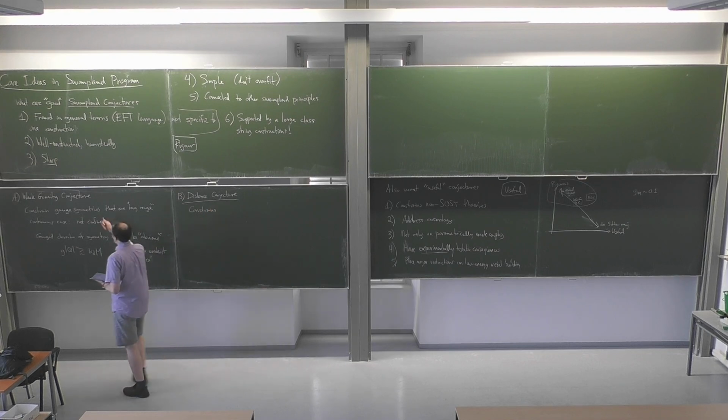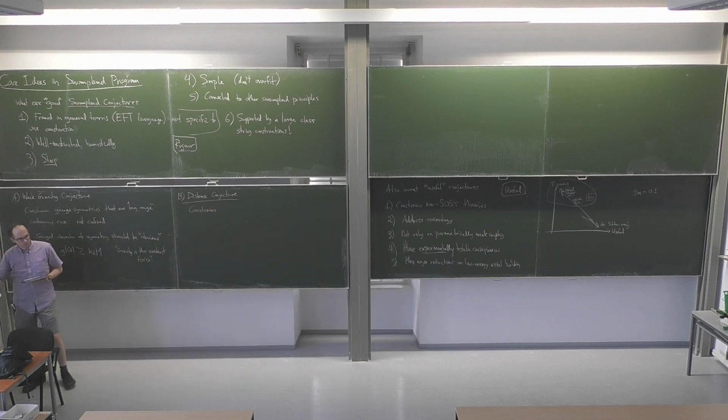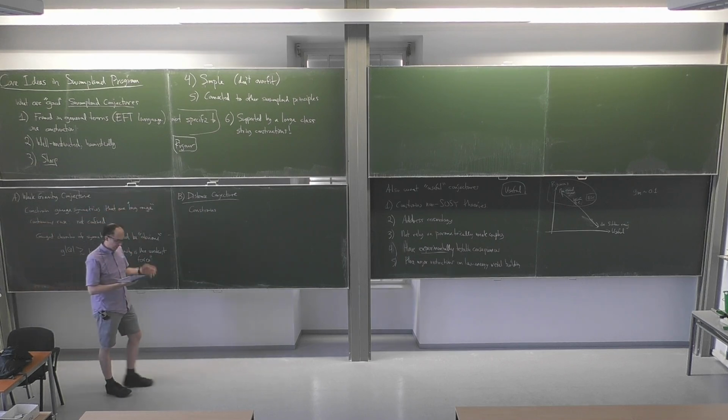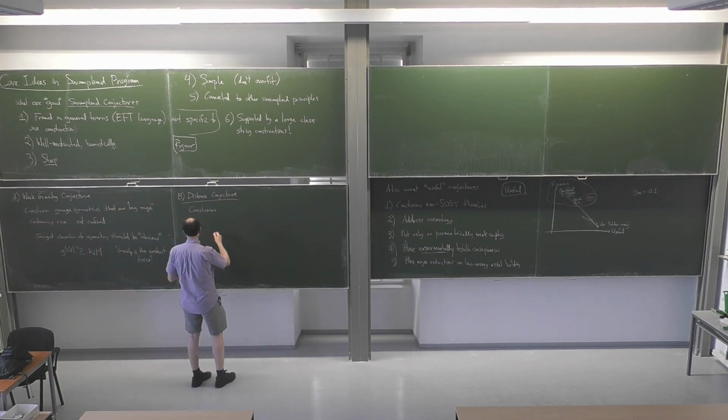And there's a reason I didn't want to say weakly coupled here, because as I mentioned, the weak gravity conjecture has something to say about things that aren't necessarily weakly coupled in some sense. But the distance conjecture really is about weak coupling.